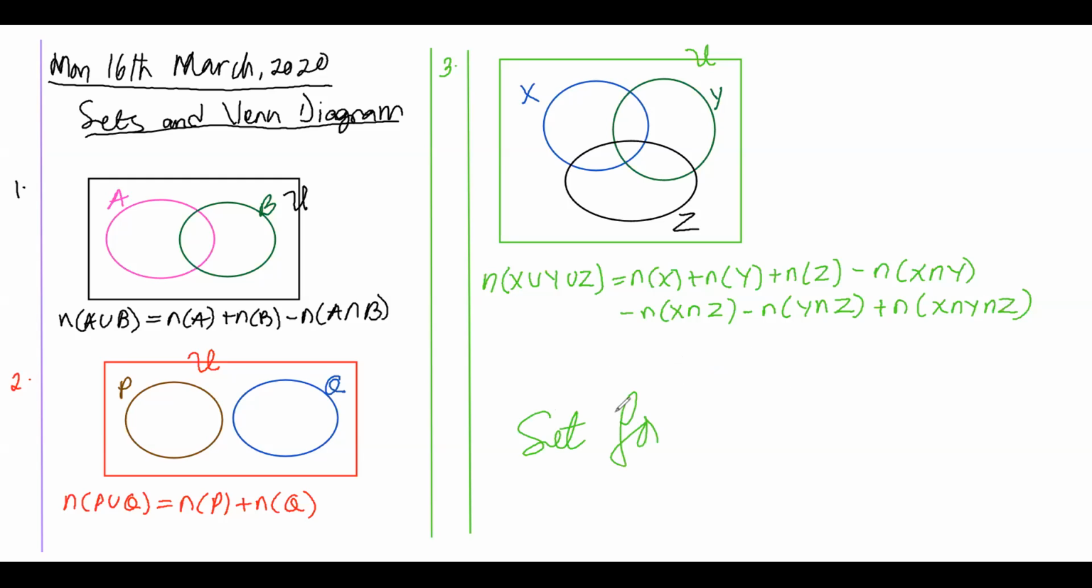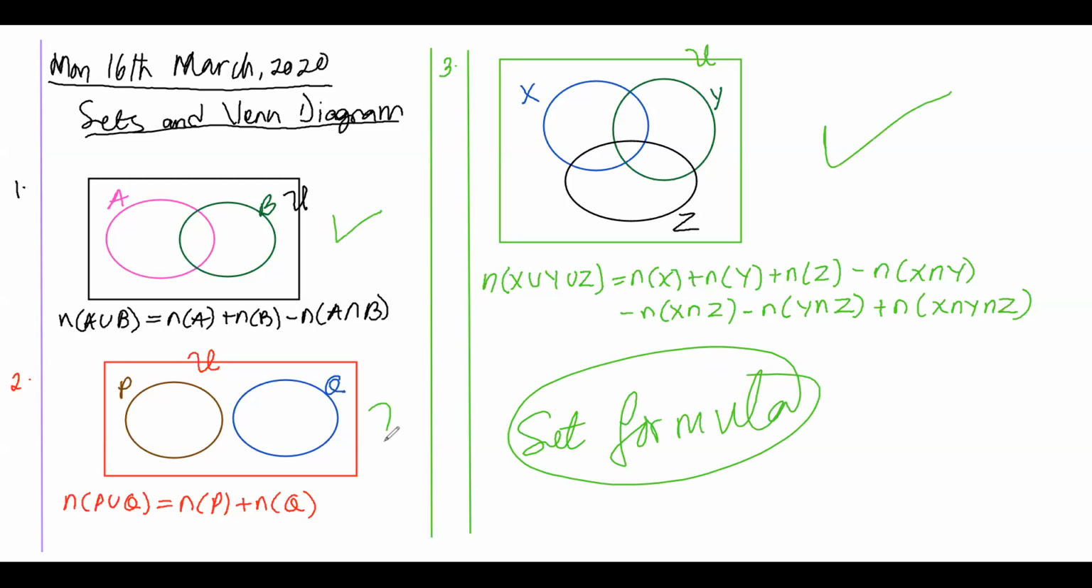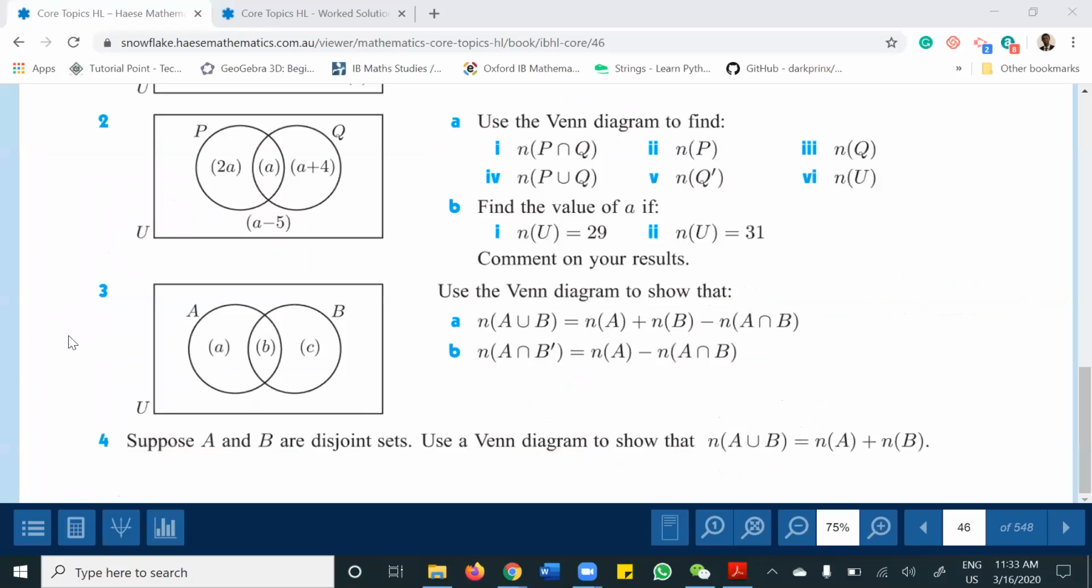Each of these is called a set formula. So basically, we talk about this and this a lot, but we hardly talk about that. Anyway, I'll be sending you this later, of course. Let's go back to the book, so we don't waste time.